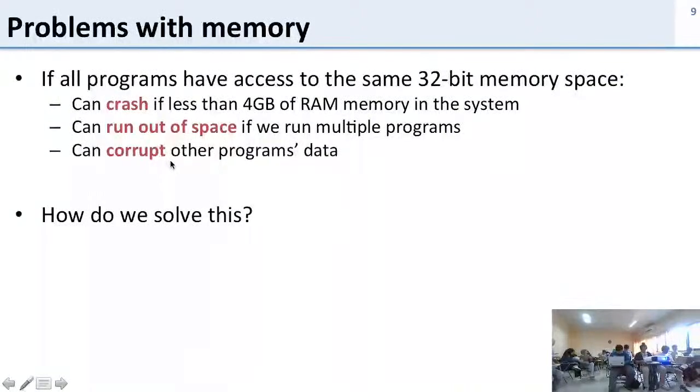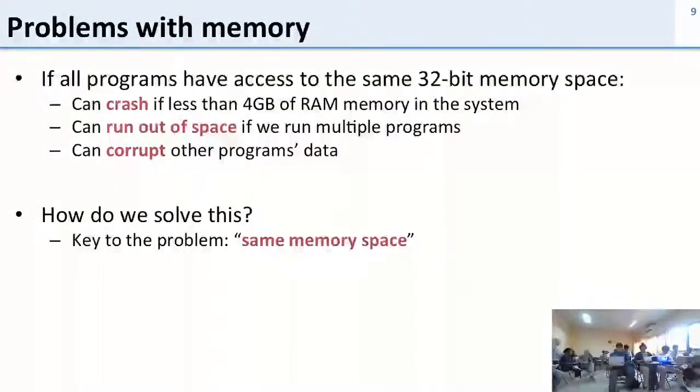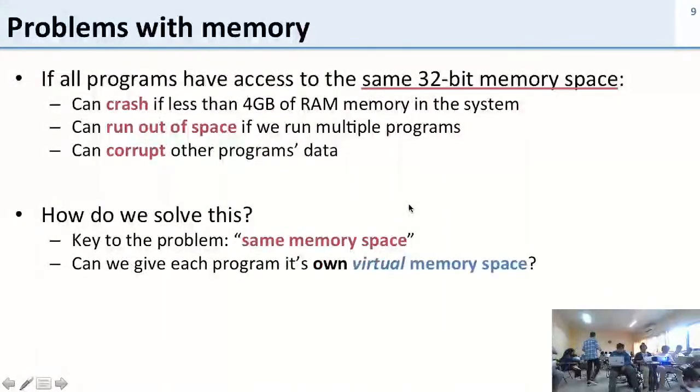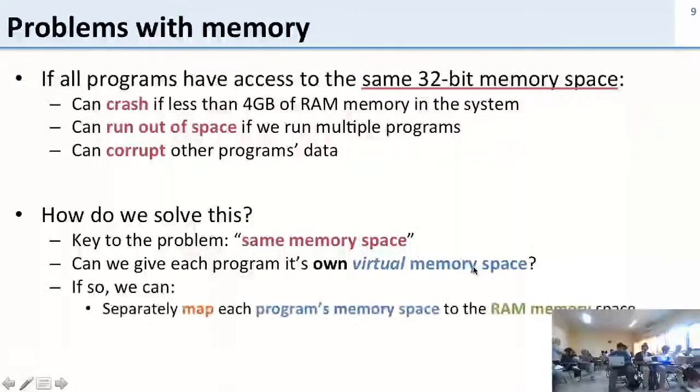So how do we solve this? Well, obviously this lecture is about virtual memory, so it's going to be with virtual memory. But what's the key here? Well, the key to the problem was this thing I set up here about the same 32-bit memory space. The reason we're having all these problems is that we have this same memory space for everything. Every program has the same memory space, and our actual RAM has the same memory space. Because it's all the same, we don't have any flexibility. So, if we can give each program its own virtual memory space, then we can start solving these problems. So that's what virtual memory does. It gives each program its own virtual memory space and then maps it to the physical memory.